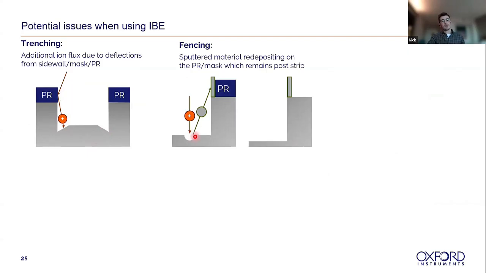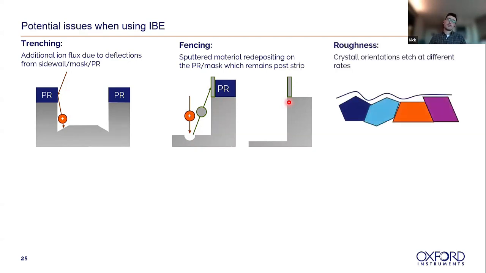Because you are relying on inert chemistry, the material that you're etching can sometimes redeposit on the sidewalls. You can see here the ion comes in, we sputter away some of the surface material, and instead of being pumped away, it lands onto the photoresist and deposits there. When we do the photoresist strip, we can actually maintain that structure. This is what we call fencing, because when you look at it in the SEM, you see basically a nice fence on top of the feature, which ideally shouldn't be there. So it's quite an annoying one to deal with.